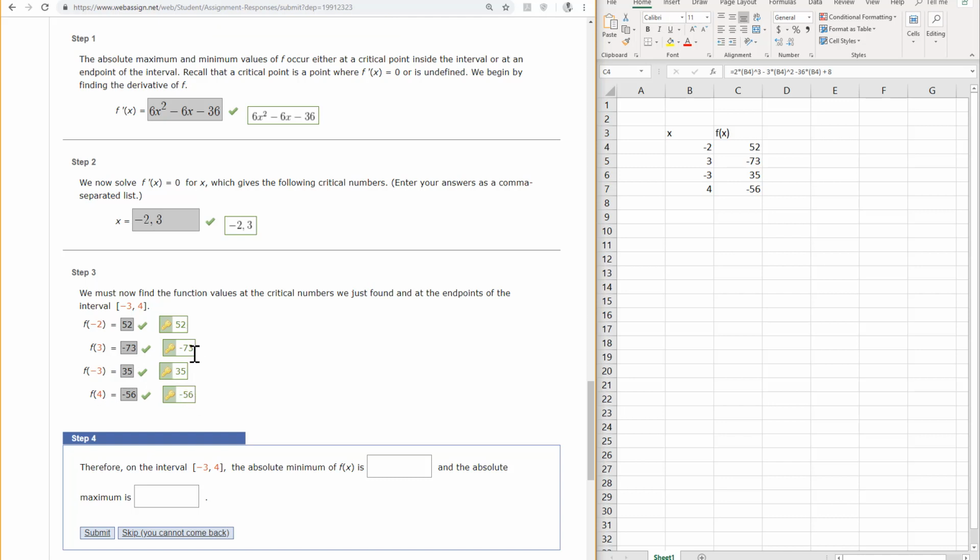Between these values, what we want to do is just look at the smallest and largest value. So in the interval, the absolute minimum is, let's see, be careful of the negative. It's actually negative 73. And the absolute maximum, the largest value here, is positive 52.